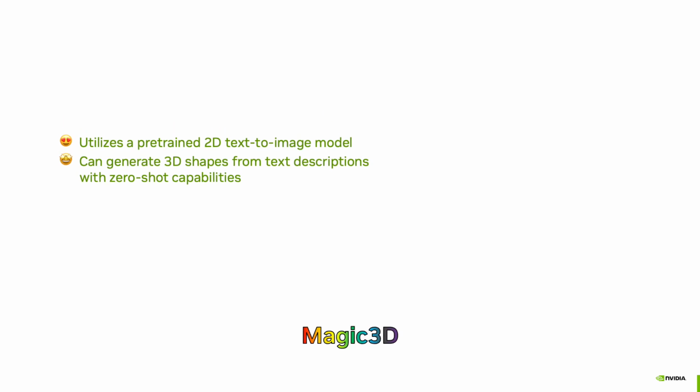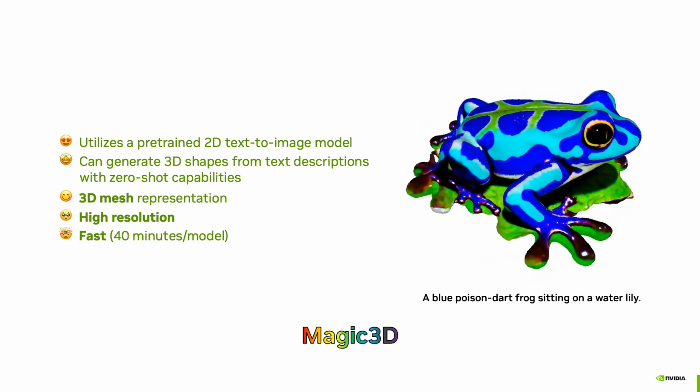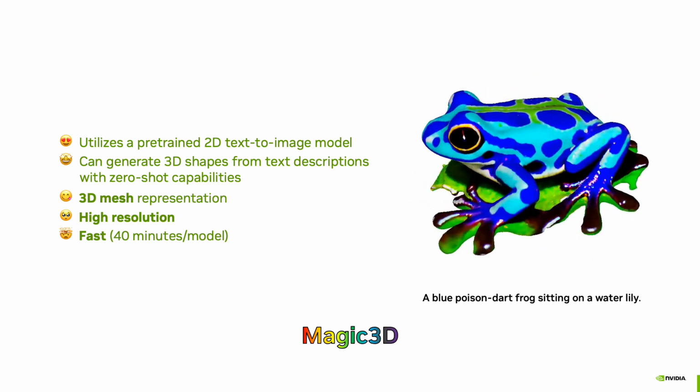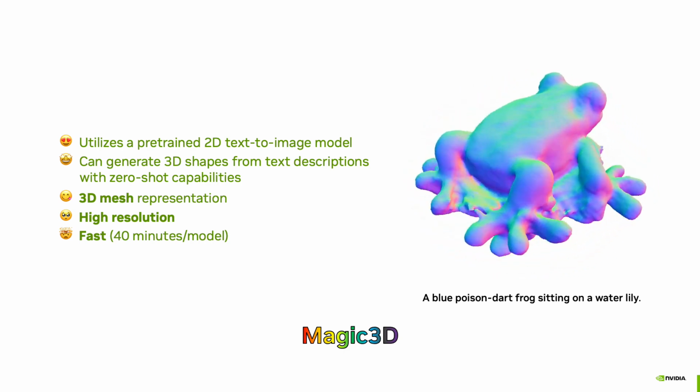Our solution, Magic3D, addresses these issues. In addition to enjoying the same benefits as DreamFusion, Magic3D generates 3D mesh models at a high resolution with much more details at a faster speed. Here is an example of a blue poison dart frog sitting on a water lily.